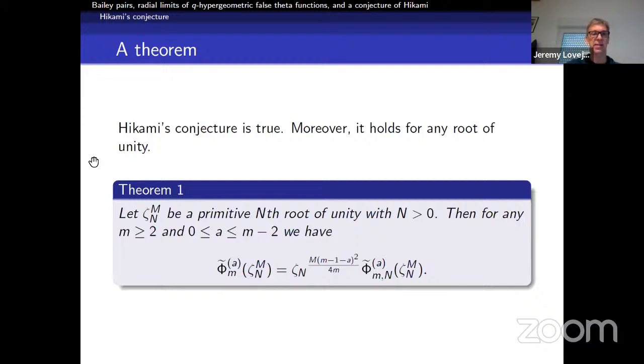So let zeta sub n superscript m be a primitive nth root of unity with n bigger than 0. This is the theorem. Then for any m bigger than or equal to 2 and 0 less than or equal to a less than or equal to m minus 2, we have this identity. So as Hikami conjectured, the radial limit here is obtained essentially by evaluating the truncated series. And again, apart from passing through either topology as Hikami did, or passing through Bailey pairs, as we're going to do, it's not clear to me why something like this should be true.